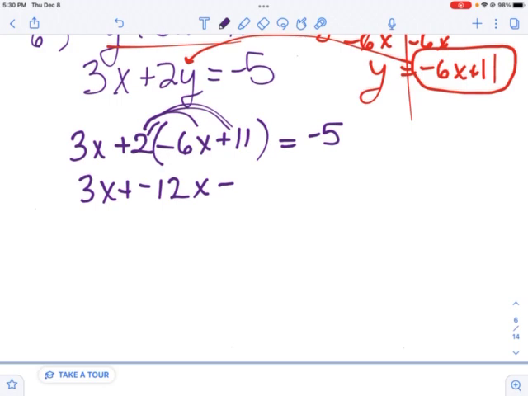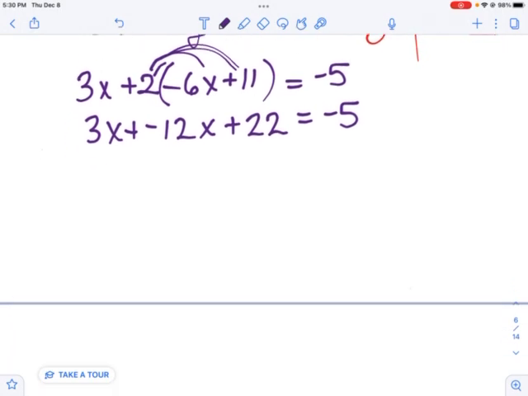Let's go ahead and subtract 22. Don't forget that great wall. I have negative 9x equals negative 27. And last but not least, divide by negative 9, x equals 3.